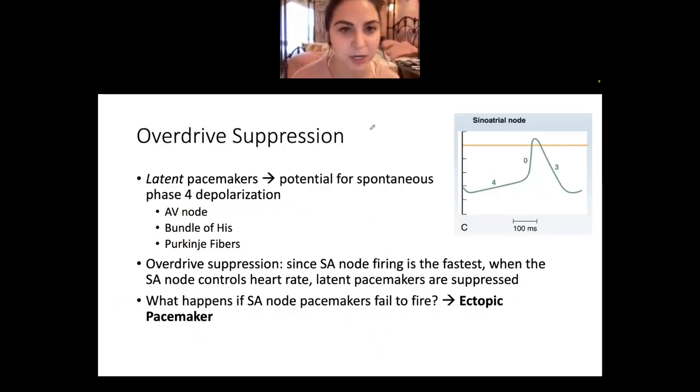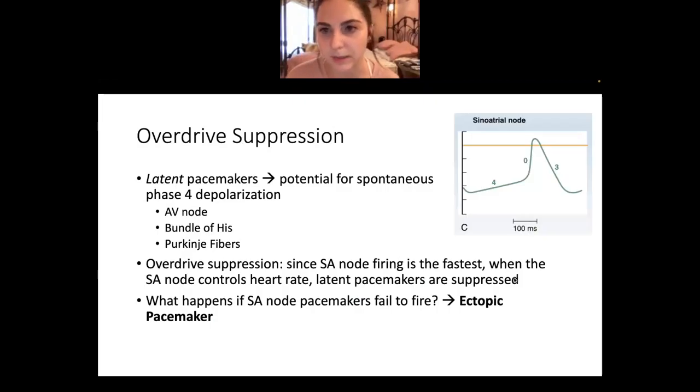So there's something that the body has in place. It's called overdrive suppression. And this is just to emphasize that the nodal cells are not only in the SA node. There's nodal cells in the AV node. There's actually nodal cells in the bundle of His and the Purkinje. There's nodal cells everywhere in the heart. And these are known as latent pacemakers because they can also undergo the funny current. So they can also depolarize. And the idea there is if the SA node stops working or gets beat up somehow, the heart is not going to stop beating. So there are these other pacemakers.